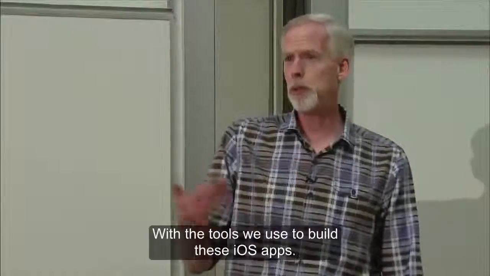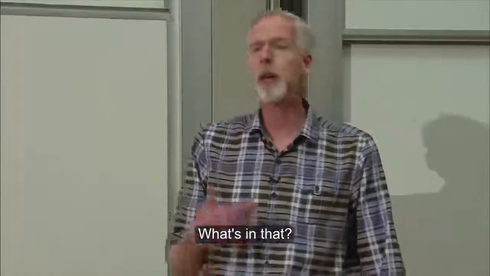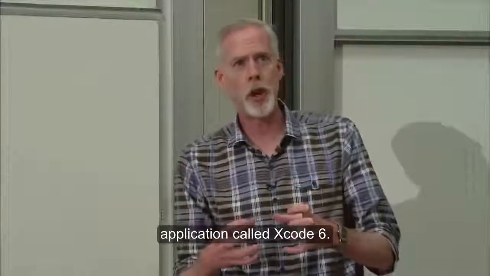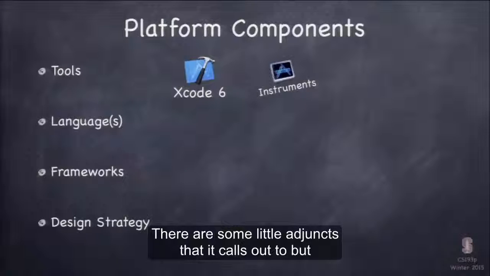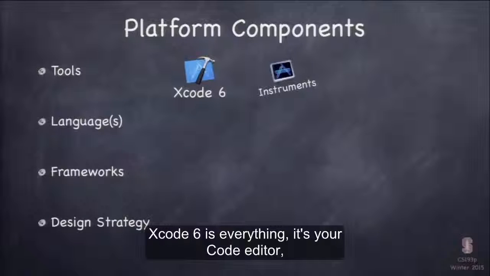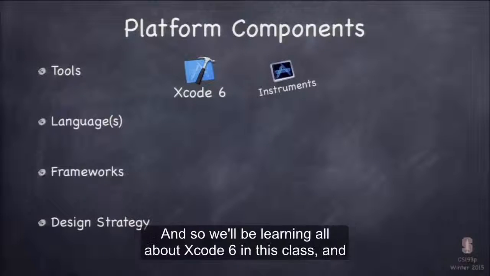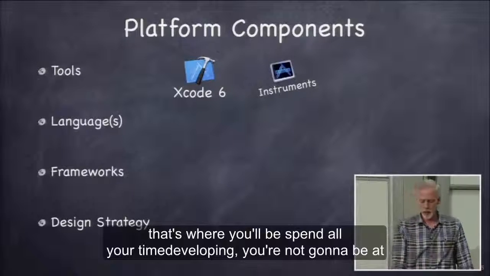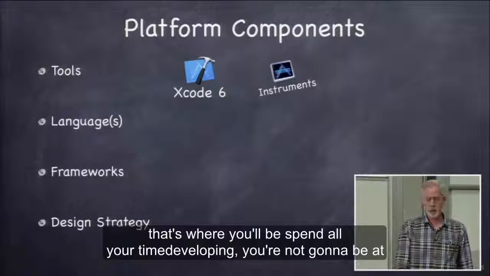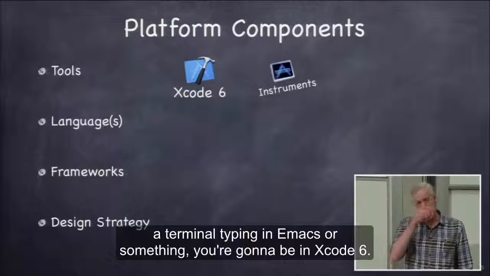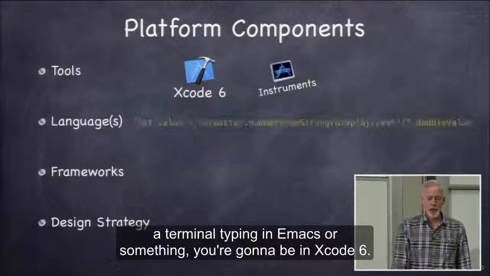Then there's the development platform itself. What are the tools we use to build these iOS apps? Well, it's all pretty much now been funneled into this one application called Xcode 6. There are some little adjuncts that it calls out to, but Xcode 6 is everything. It's your code editor, your compiler, your debugger, all of that in one pretty awesome app. We'll be learning all about Xcode 6 in this class, and that's where you're going to spend all your time developing. You're not going to be at a terminal typing in Emacs or something. We're going to be in Xcode 6.